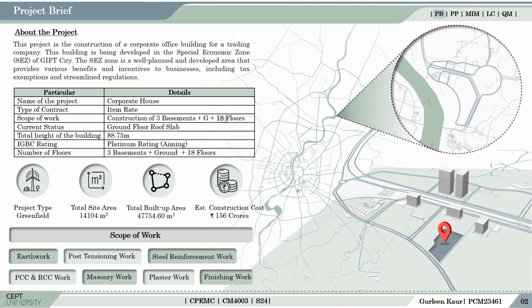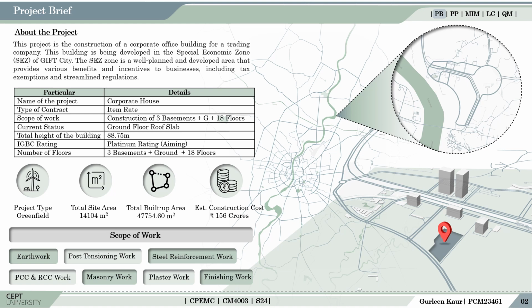Commencing with the project brief, the project selected for study is a corporate house building being constructed for a trading company in the SEZ zone in the GIFT City. The type of contract is item rate. The scope of work of the contractor is construction of 3 basements plus ground plus 18 floors. It includes all the activities from excavation to finishing.